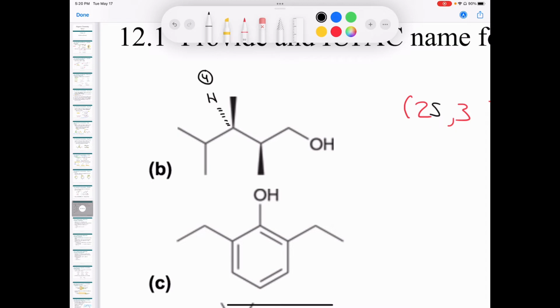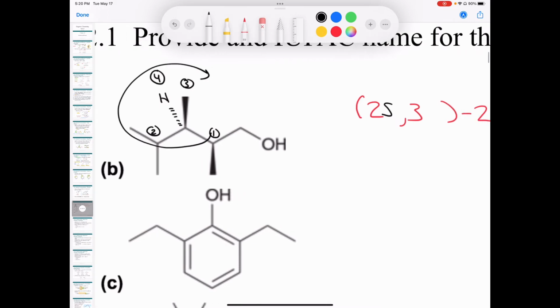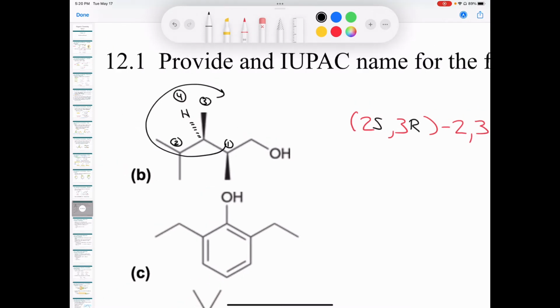Then we have this carbon as being our first highest priority group. Then we have number 2, and then number 3. So we're going from 1 to 2 to 3. We're going clockwise, and therefore the stereochemical designation at carbon number 3 is R. And there you go. Now we've named the entire compound.